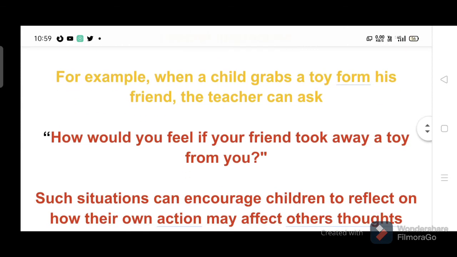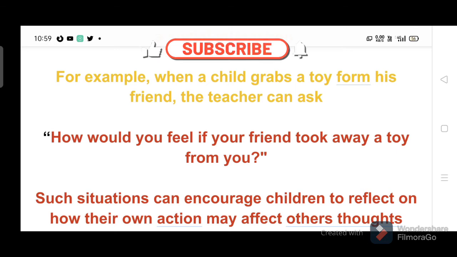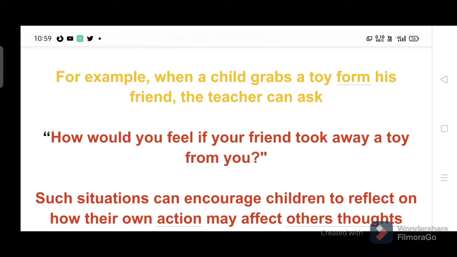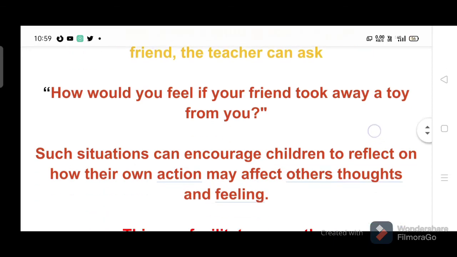For example, when a child grabs a toy from his friend, the teacher can ask, how would you feel if your friend took away a toy from you? When you ask this kind of question in this situation, the child will try to understand the feeling his friend or peer is going through. So they will correlate this with the feeling he will have when the same event occurs in his life.